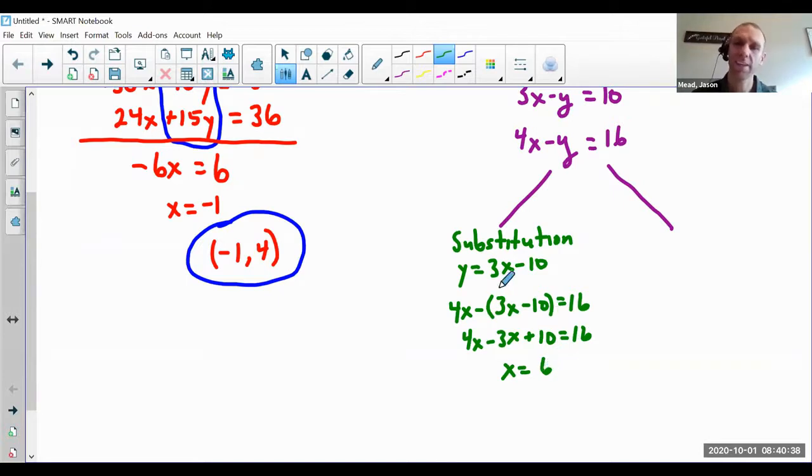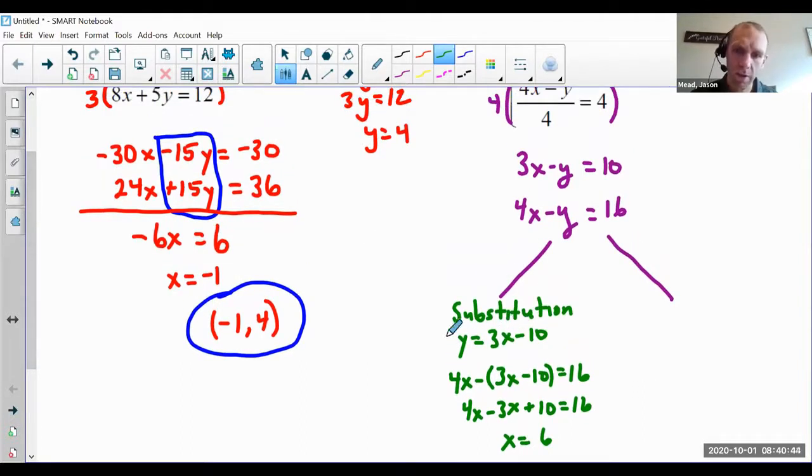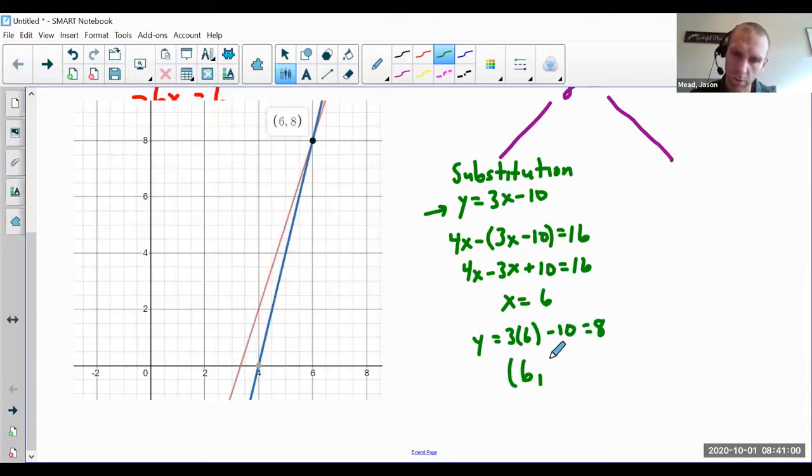And then I can take this 6 and I can sub it in to any one of the equations up here and find y. This one is actually probably the easiest one to sub it into because I already have y all by itself. So if I take 6 and plug it in, I get 3 times 6 minus 10 is my y value in this case. And that gives me 8. So the answer would be 6, 8.